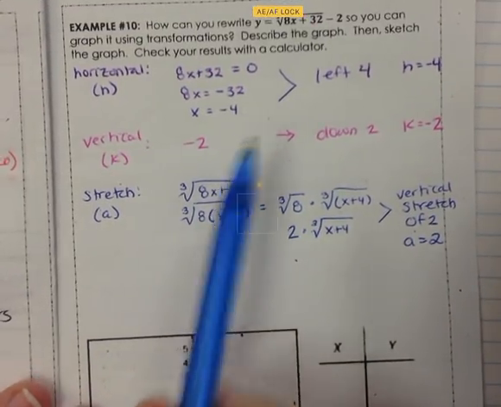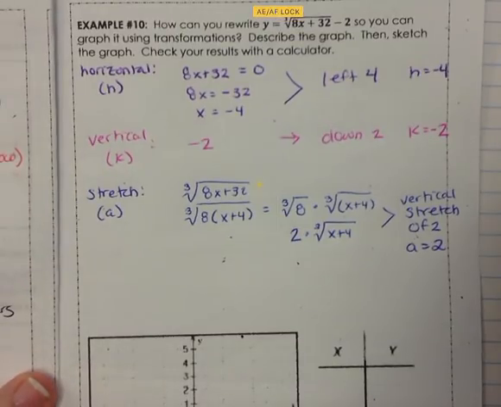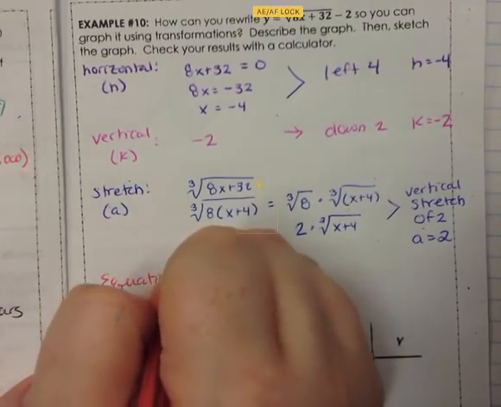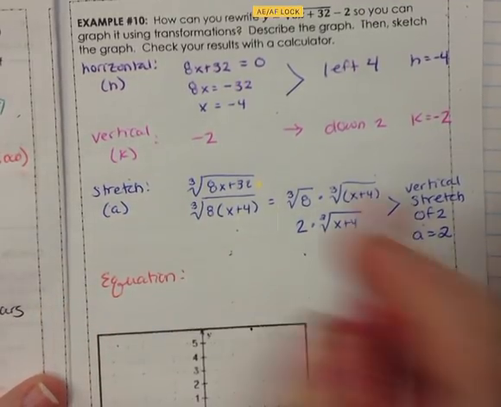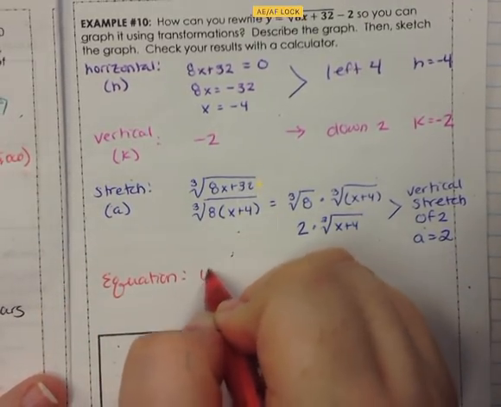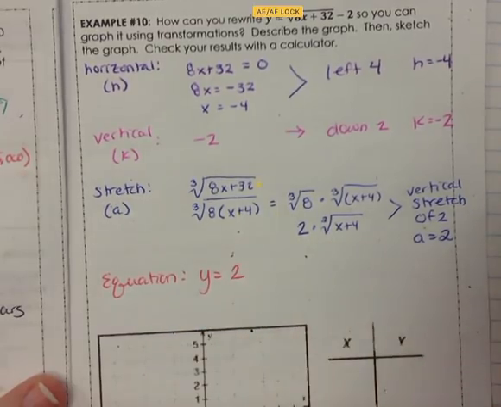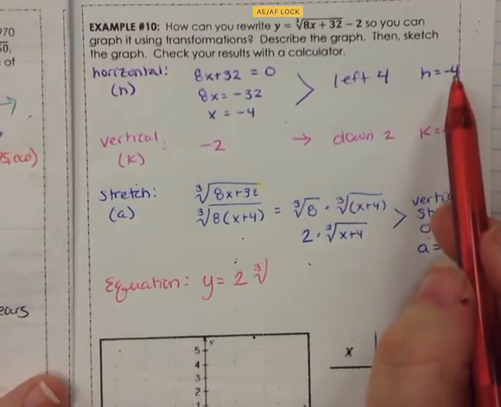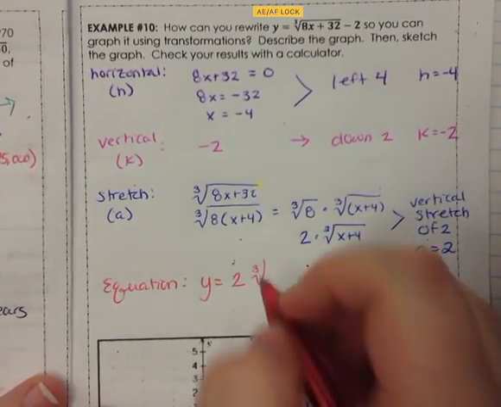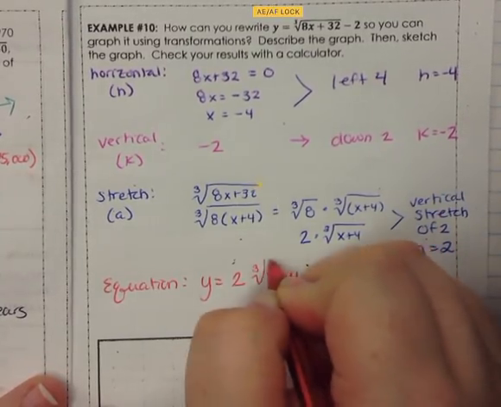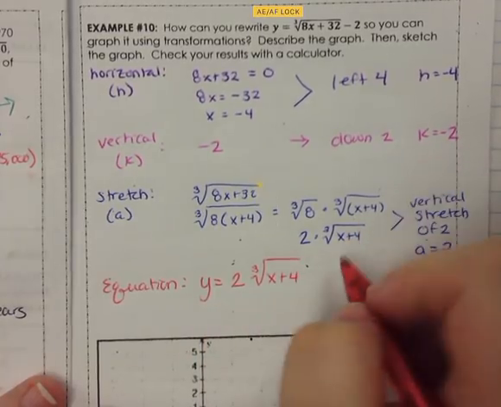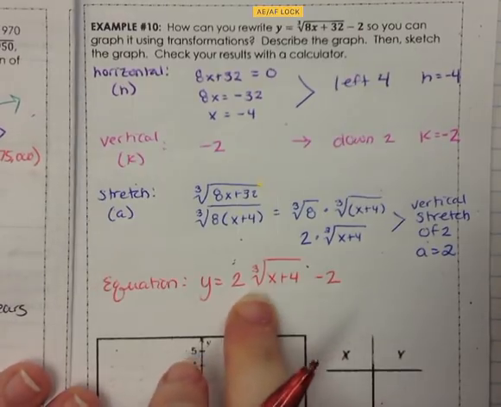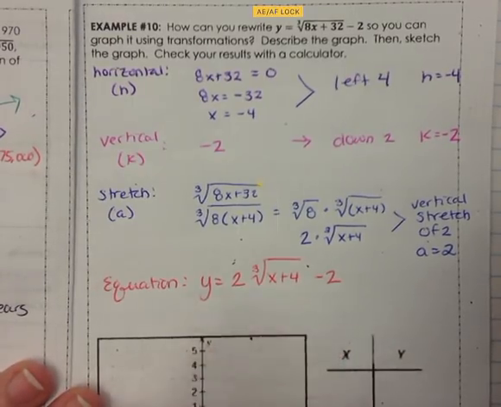So technically we can rewrite this. So our equation, because we have our a value is a positive 2, we would have y equals a positive 2, we have our cube root. Our h value is negative 4, so it will just become x plus 4. Then our k value is minus 2, so it would just be minus 2 on the outside. So the question is really asking, is this the same or not?